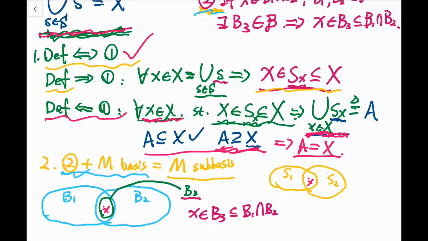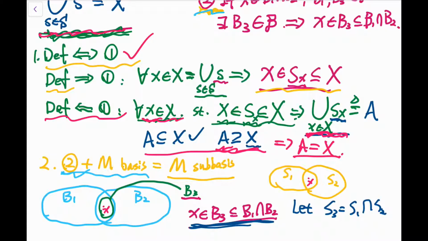So there is a very natural way we can define S3 to let it satisfy this relationship in the basis. And that is, if we let S3 equal the intersection of S1 and S2 like this, then S3 will always satisfy this relationship.